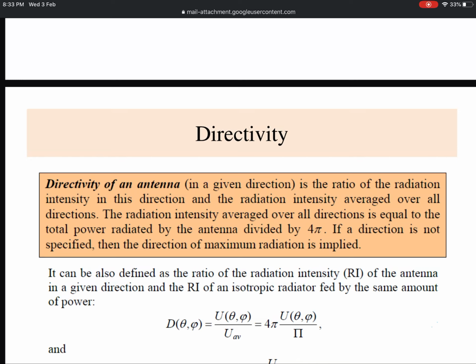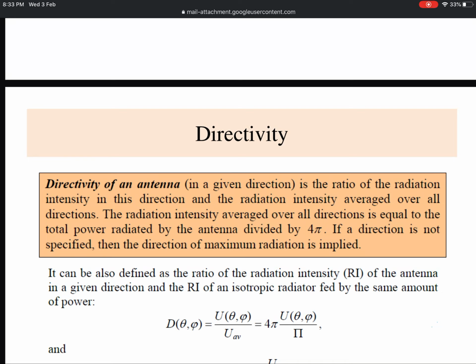Now moving on, I will talk about the directivity. This is also an important parameter for an antenna, and directivity has a relation with radiation intensity. Sometimes people say that my antenna is more directive than yours. So what does that mean?